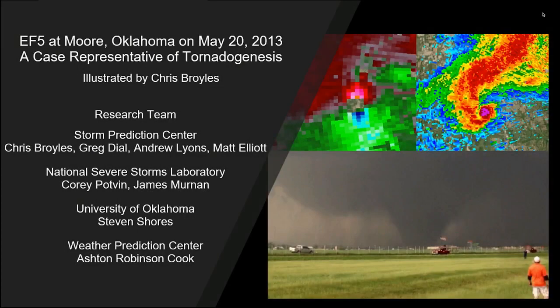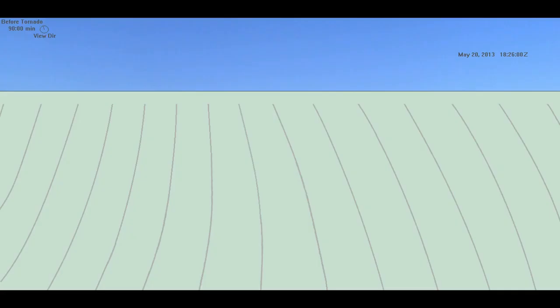Well, I want everybody to know that this is a joint project between the Storm Prediction Center, the National Severe Storms Laboratory, University of Oklahoma, and the Weather Prediction Center. Okay, we're going to look at the animation now.